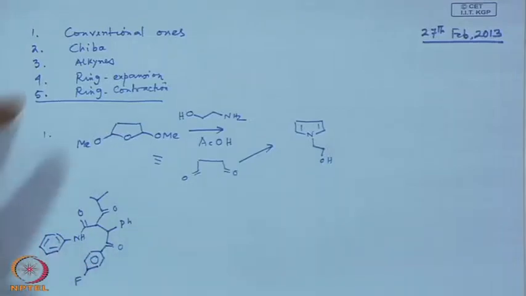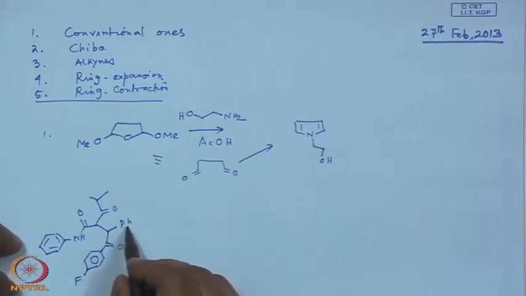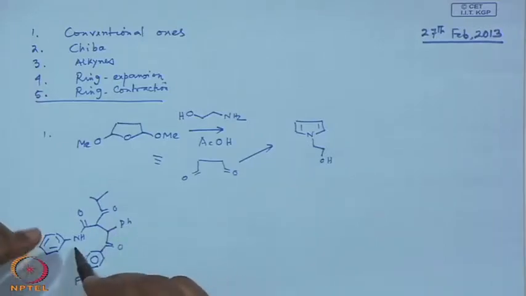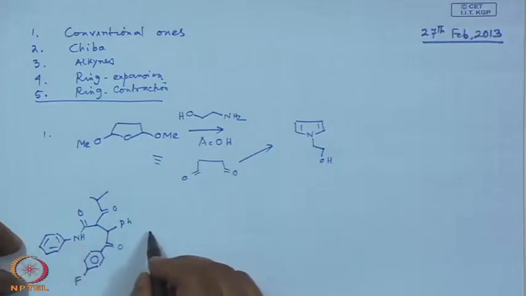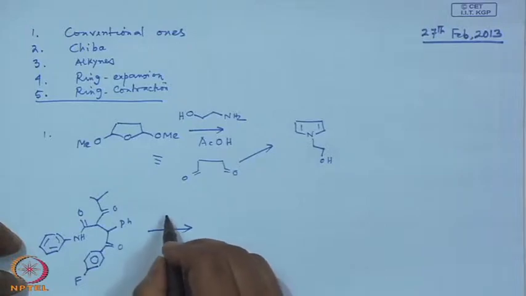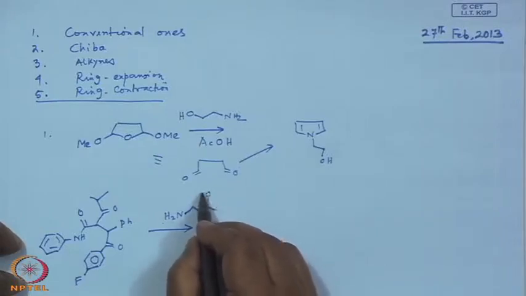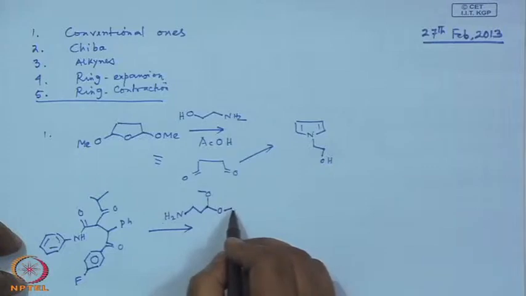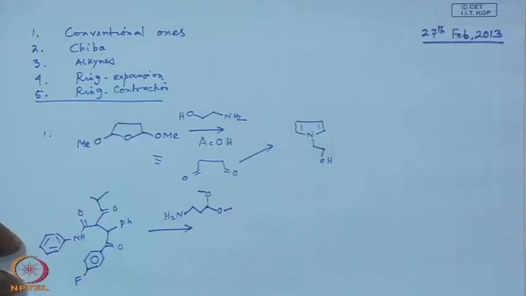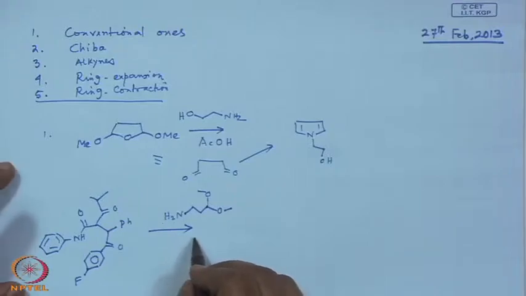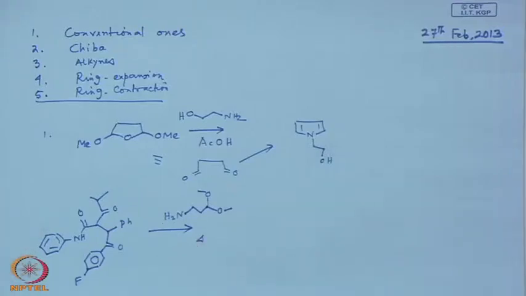What you see here, you have an isopropyl side chain, then a phenyl side chain, a fluorophenyl side chain, then this aniline side chain, and you do not have to do much. Just take an amine, in this case a protected amine with acetal protection, and simply take acetic acid and heat it. So, what do you expect?